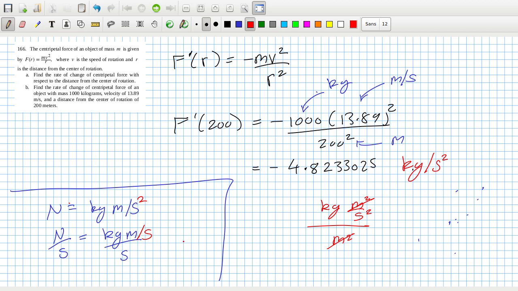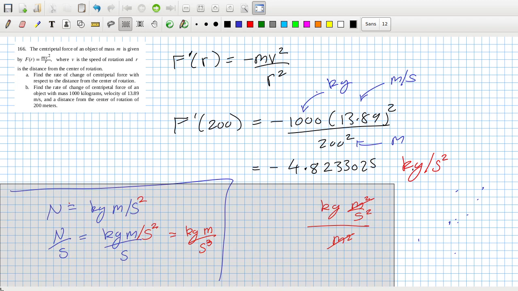Why am I losing a unit here? Kilogram meter per second squared. Oh, sorry. I've lost the square there, and that's so per second cubed. What am I doing? I'm doing something stupid. Please excuse my stupidity.